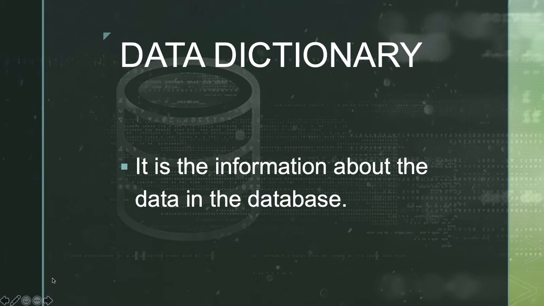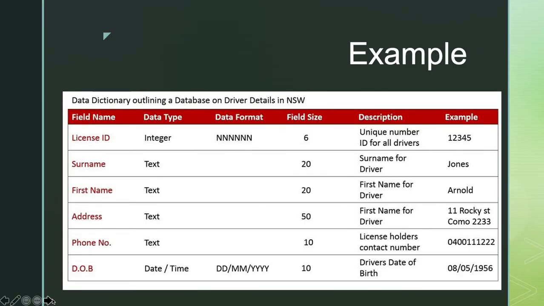It is the information about the data in the database. Okay? So, for example, ng isang data dictionary is this. Kung mapapansin nyo, parang similar doon sa metadata. Yes, yung data dictionary, it is a metadata. But, anong kinaibahan? Yung data dictionary, it is a collection of all the metadata that you do have in your database.